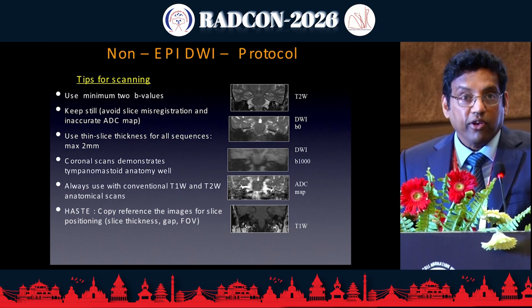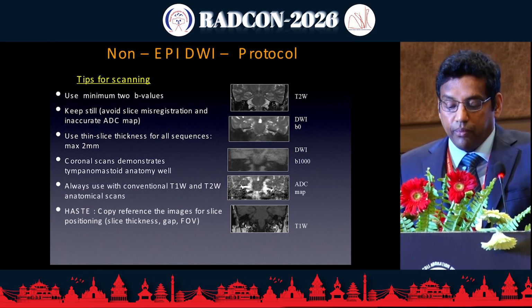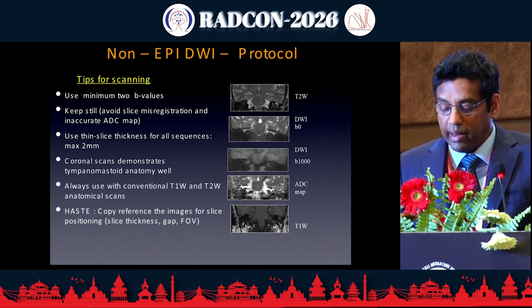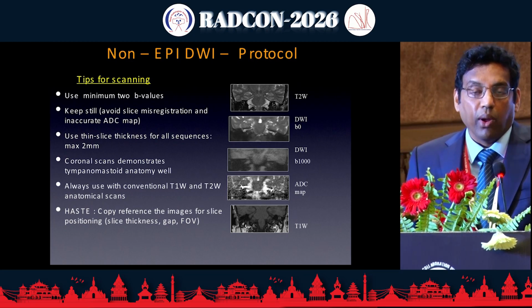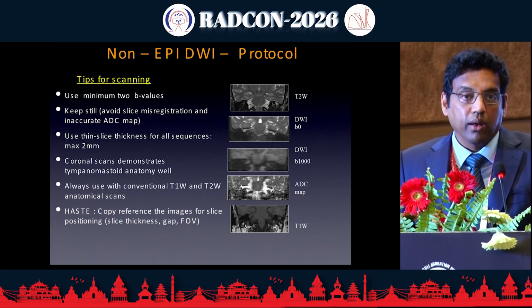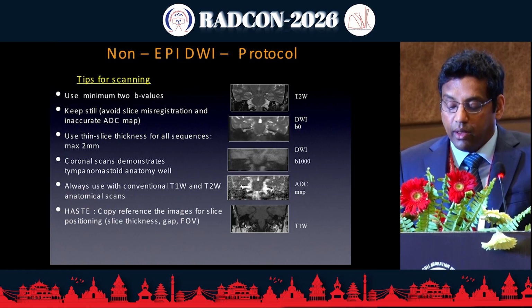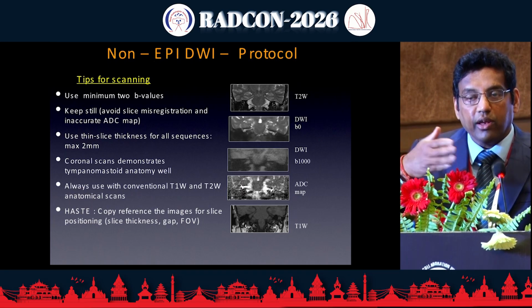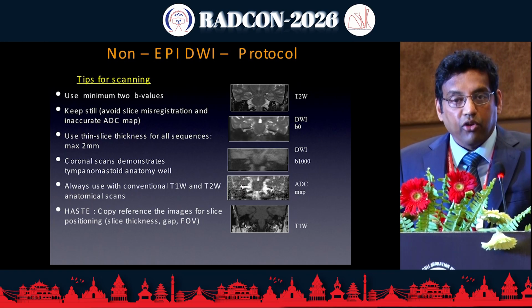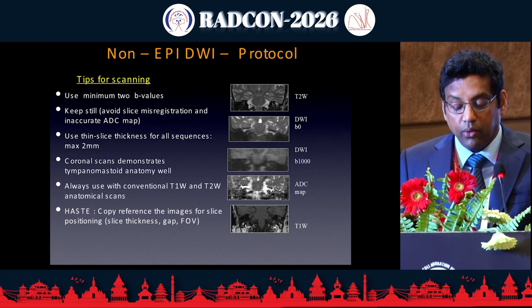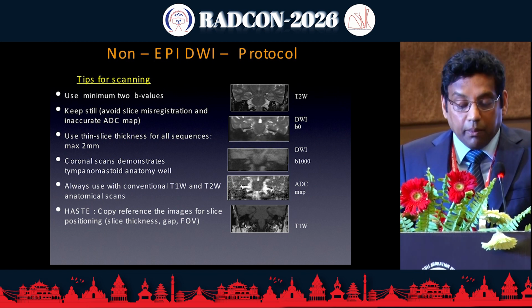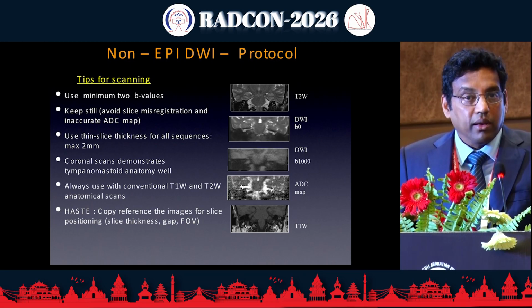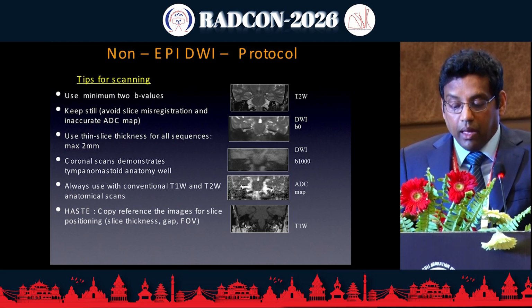So, tips for scanning, this is for radiographers. You have to use 2 B values to get the ADC map. If you use one B value, it will limit qualitative radiological interpretation, and you can't have the ADC map. The patient needs to keep still, because if not, there will be slice position misregistration, and your ADC map will be inaccurate. But it's a short scan, and most patients can do it. Always keep slice thickness less than 2 millimeters, because if not, you're going to miss small cholesteatoma.